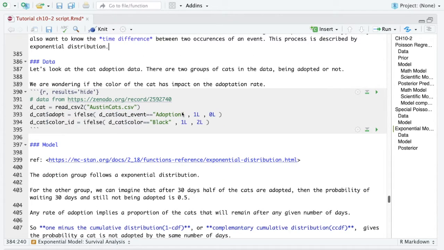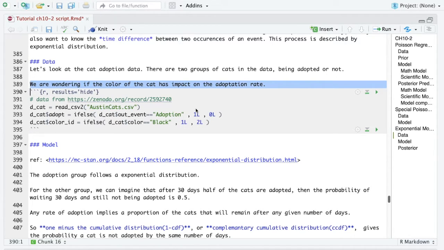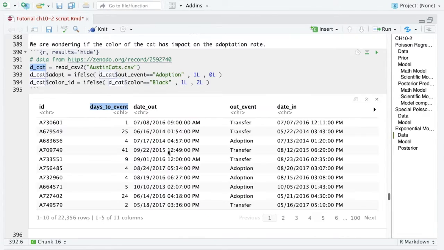So usually we'll use exponential distribution to answer questions like how long it takes for a certain thing to happen. Here, we will use a very interesting data set called Austin cats to answer the question of whether the color of the cat has an impact on the adoption rate. Let's look at the data first. So we have the Y value, days to event, and there are different events. Some cats are transferred, some cats are adopted.